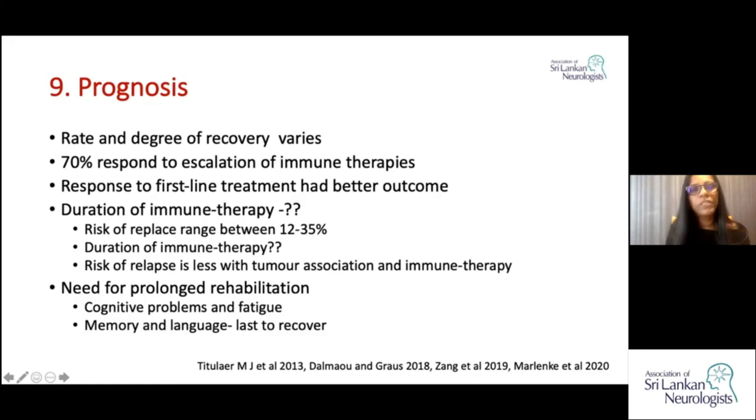One important thing we have to remember: the prognosis is not only based on the outcome of the immune therapies. It is also based on how much you rehabilitate these patients. So it's important to remember that there is a need for prolonged rehabilitation, because eventually you may survive and motor function may recover, but they are often left with cognitive problems and fatigue and also language dysfunction. And they are often the last to recover. So they are not to be forgotten in our management of these patients.